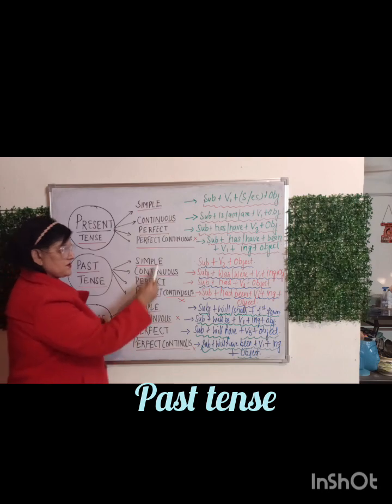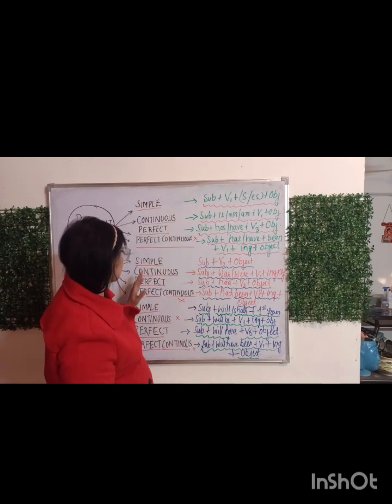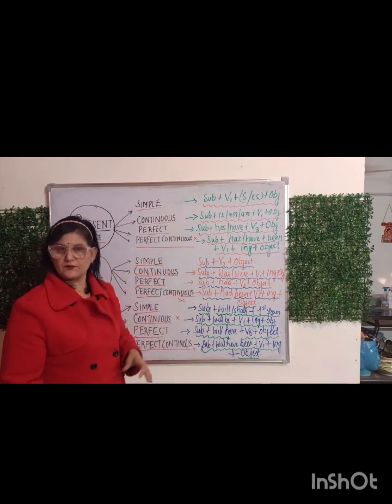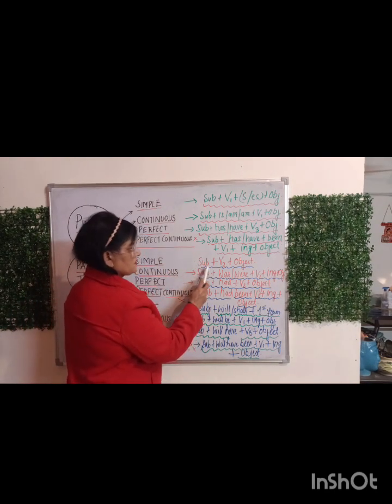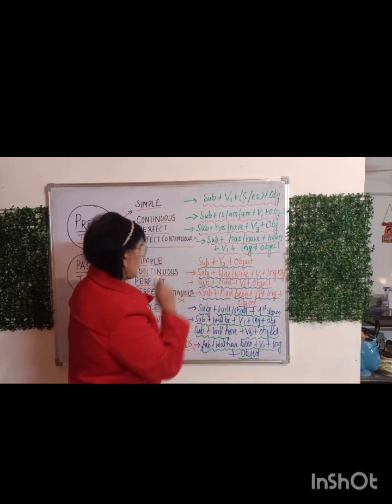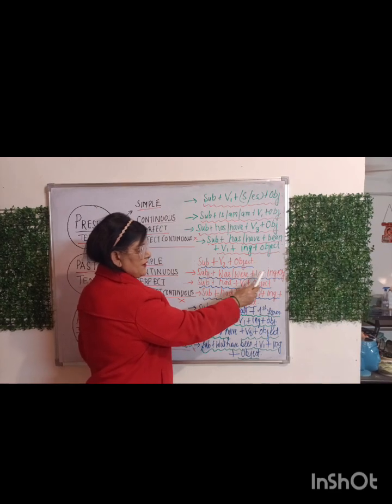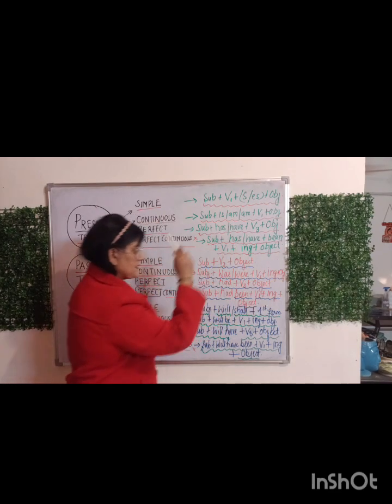Now the past tense, which is divided into four parts. Let's do the first one. This is past simple. So what will be the formula for the past simple? This will be subject plus V2 plus object. For continuous, it will be subject plus was/were plus V1 plus ing plus object.